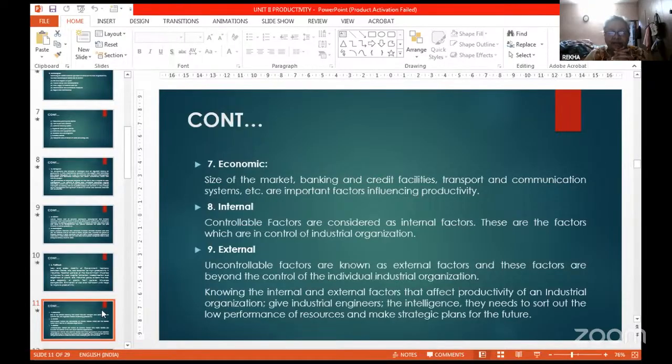Then economic factors: size of the market, banking and credit facilities. Initially, banks were not that forthcoming in providing loans and credit facilities, but today, with the banking industry and government policy, you are getting credit facilities. So the size of the market, banking and credit facilities, transport and communication system, etc., are important factors influencing productivity. So you have to have that facility.